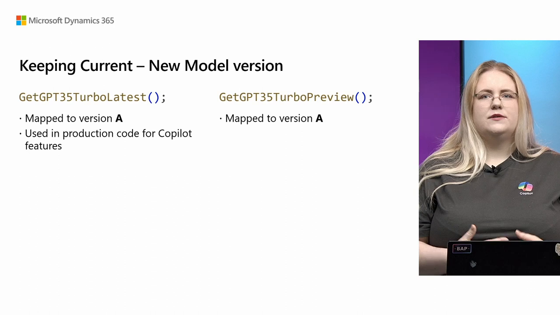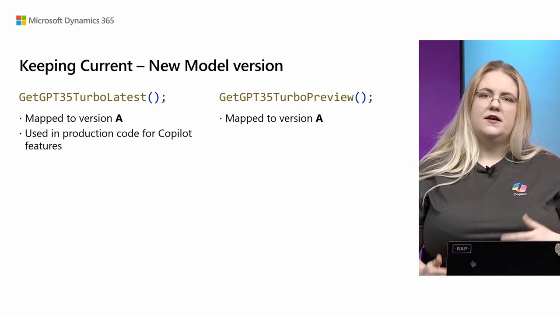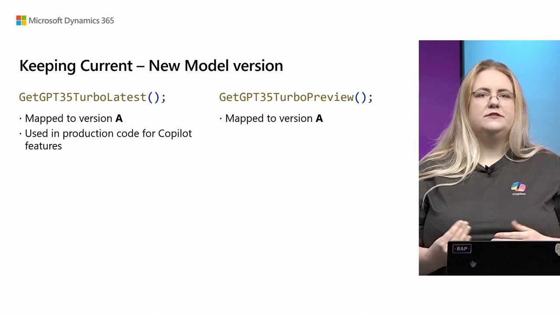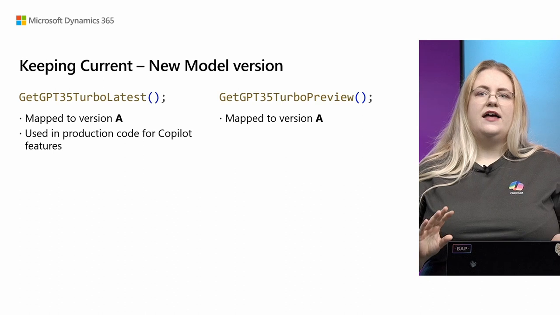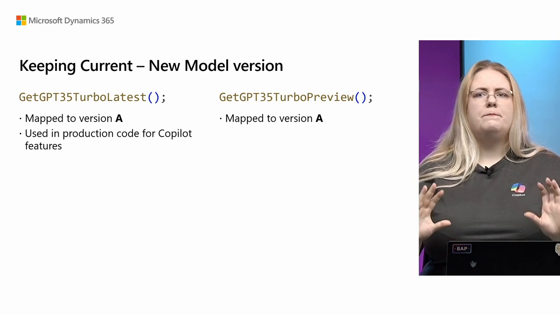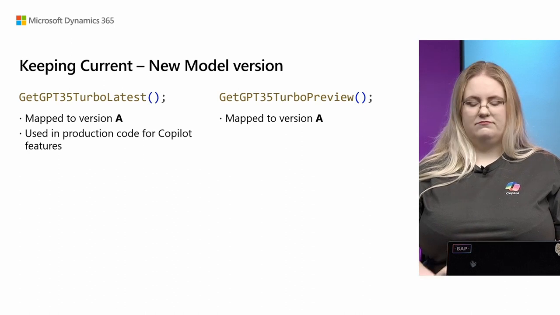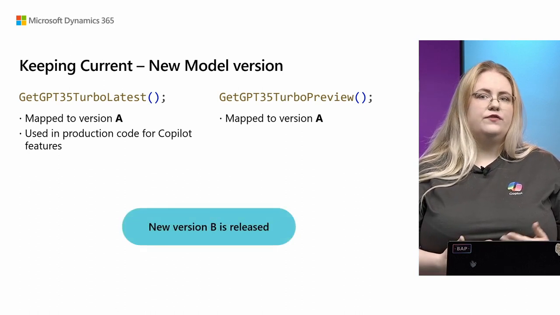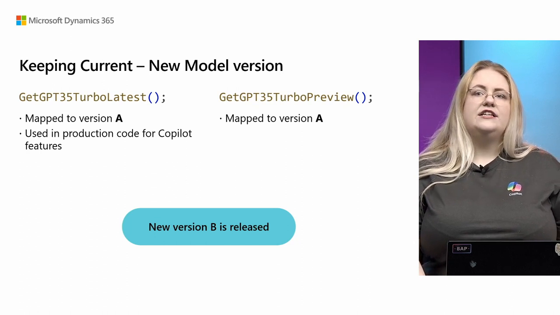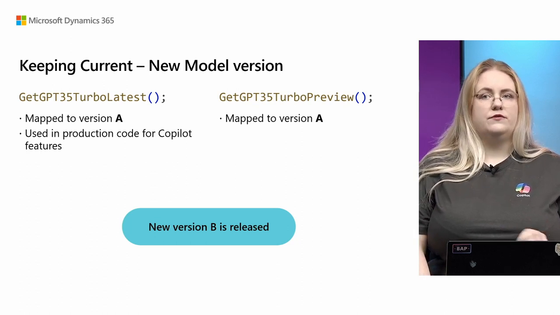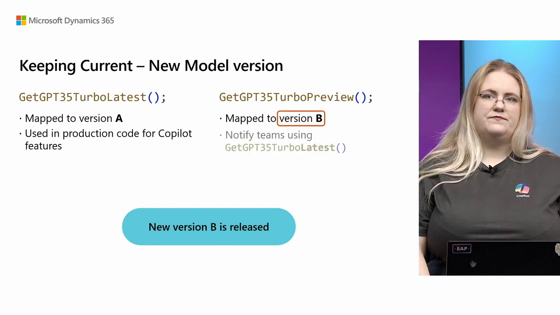So let's talk about the process that we implement when a new model version arrives. Let's say currently in production, my feature uses the Turbo latest and the Turbo preview functions. Both of the strings map to model version A. And then a new version B is released. So what do I do? First, I change the mapping of the preview function to map to version B, the newly released version.